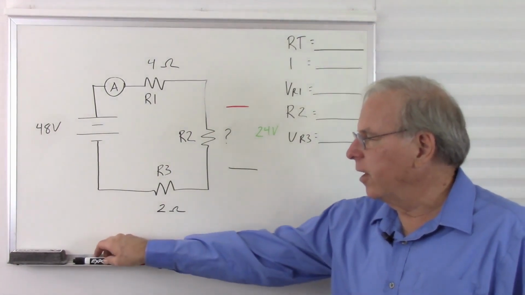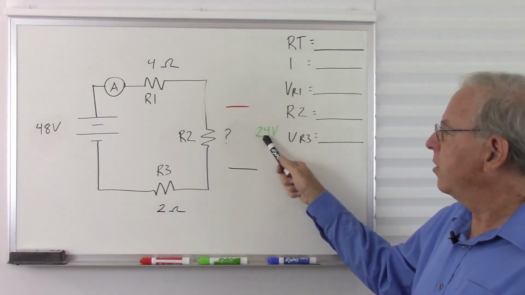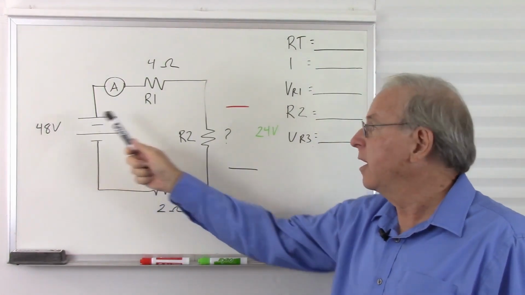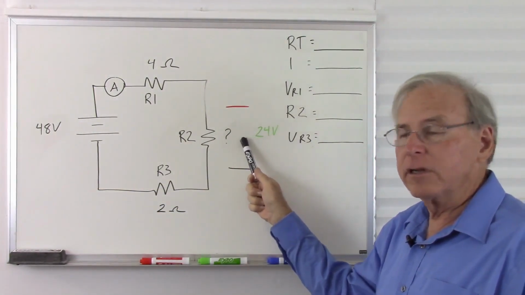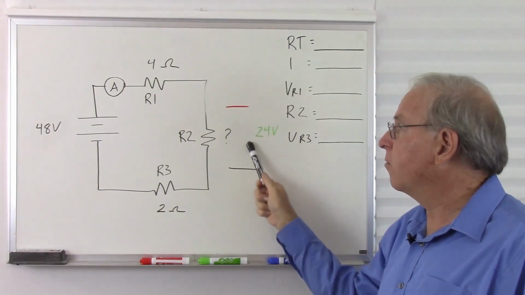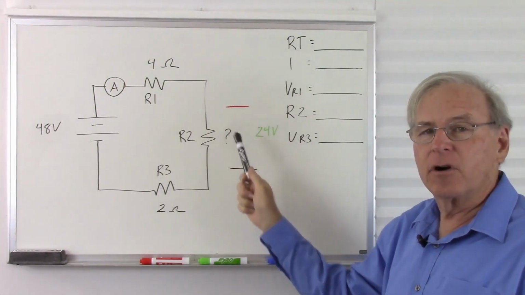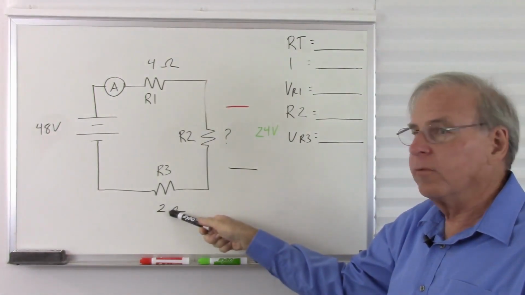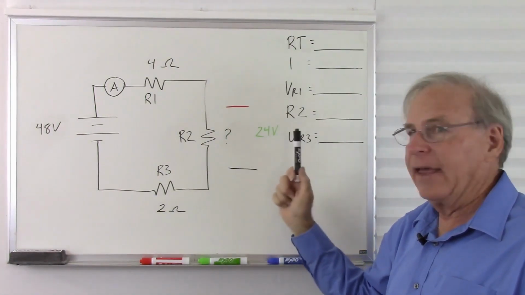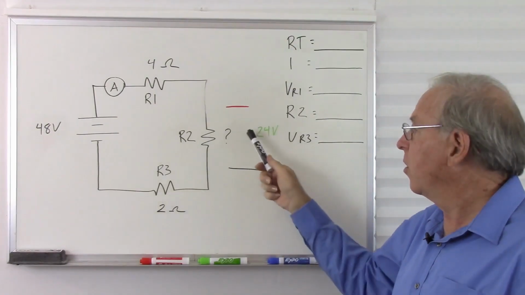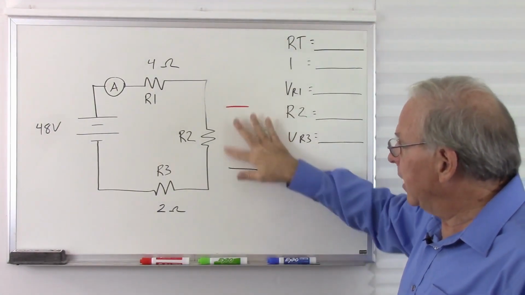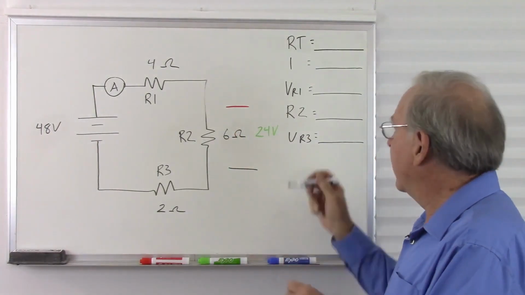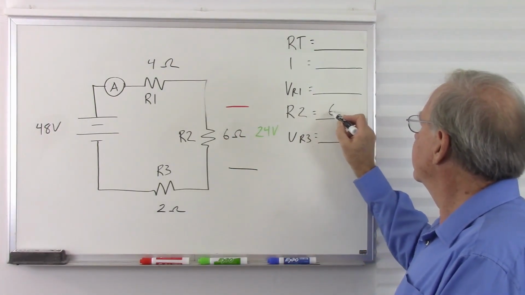Okay, let's see what we know here. We have 24 volts across an unknown resistor, a total of 48 volts here. That is half of our voltage. So if this is half of our voltage, that's going to be half of our total resistance. So what do we have here? We have 4 ohms plus 2 ohms, that's 6 ohms. And that's half of our resistance, so R2 must be 6 ohms. So that's the value of R2.